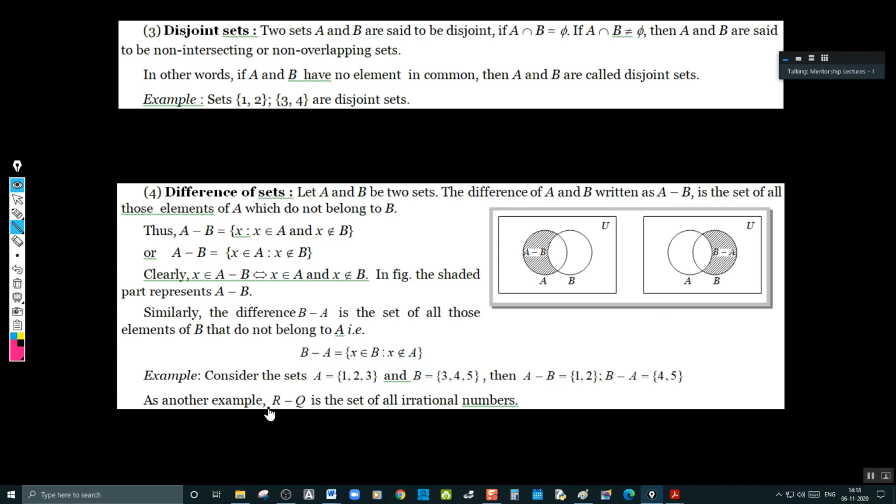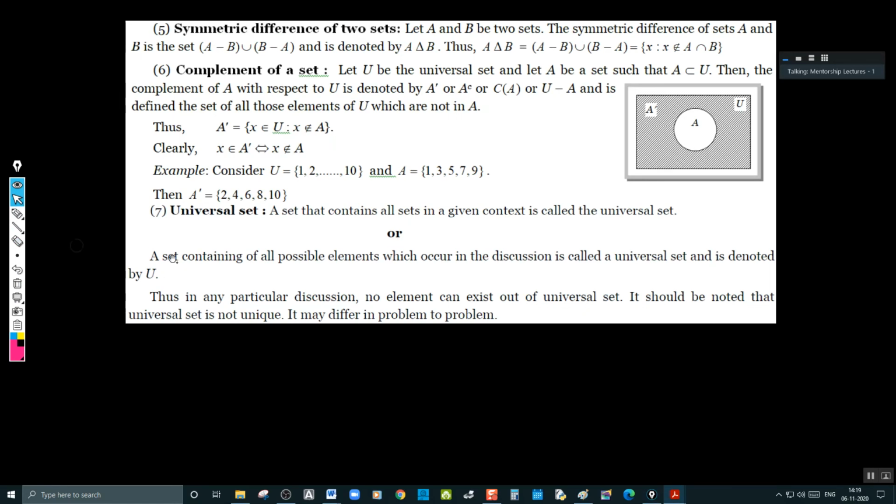Yes, sir. So as another example, R minus Q is the set of all irrational numbers. If you subtract the rational numbers from the real numbers, that will give you irrational numbers. So R minus Q, the set of real numbers minus the set of rational numbers, gives you the set of irrational numbers. Irrational numbers are denoted by Q complement or Q bar. Okay, now let's move on to the next part.